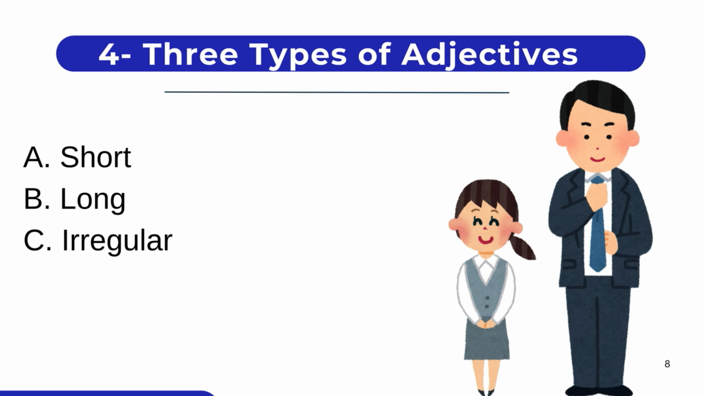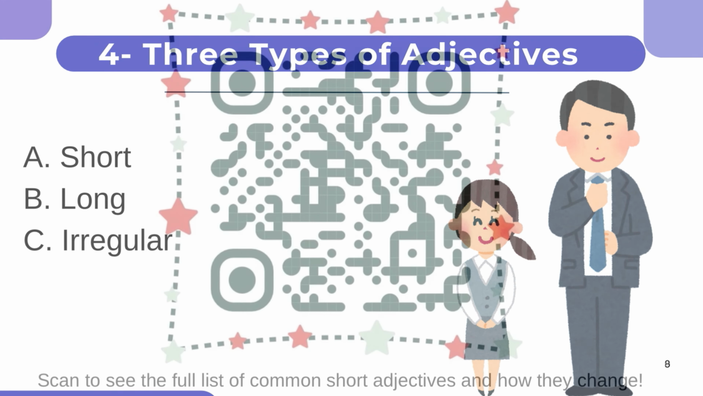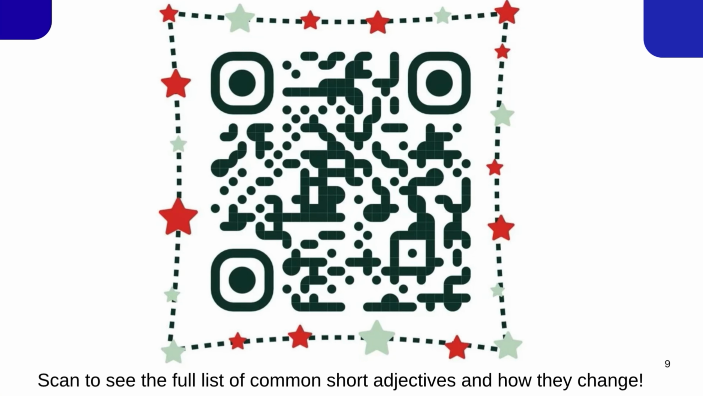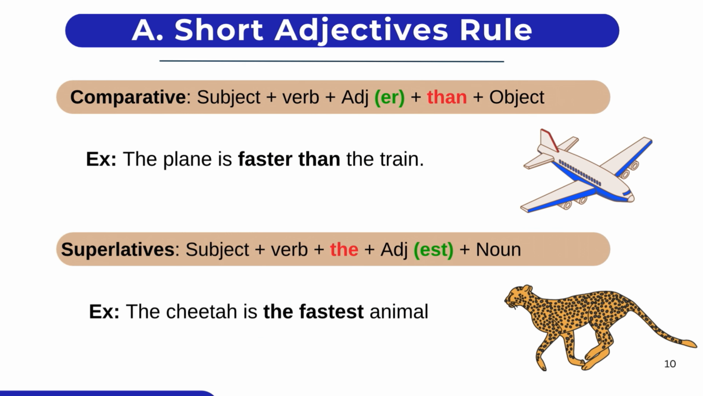Okay? As I've mentioned previously, we have 3 types, which are short, long, and irregular. Let's explain them one by one. Scan this QR in order to see the list of common short adjectives. The short adjectives rule, we have here a rule for comparative and superlative adjectives.